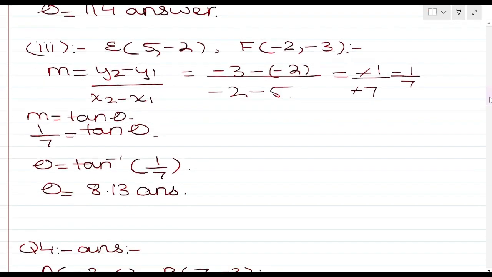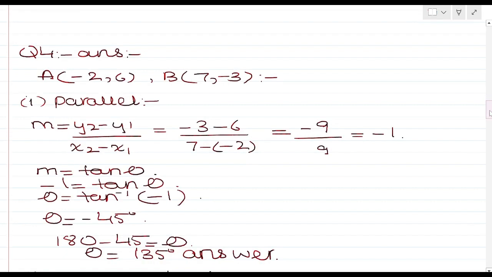Moving on to the third part, here we have points E (5, -2) and F (-2, 3). So we know that gradient is equal to (y2 - y1) / (x2 - x1). We can write (3 - (-2)) divided by (-2 - 5), and in short that is -1 divided by -7. Negative and negative get cancelled, so our gradient is 1/7. Now applying the formula, tan inverse of our gradient 1/7 will be our theta. So that is 8.13, or 8 degrees, that is the value of our inclination.